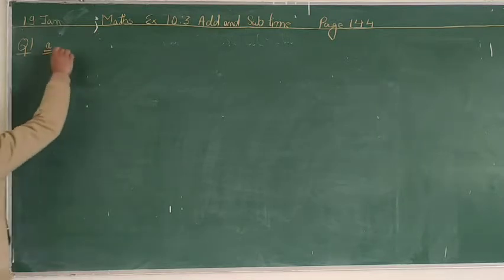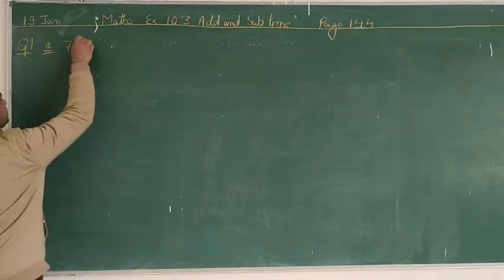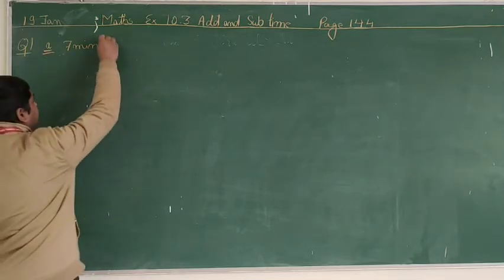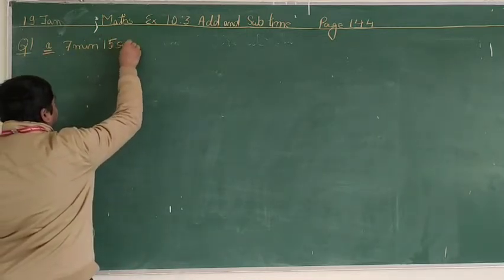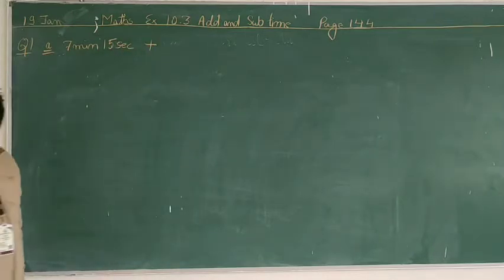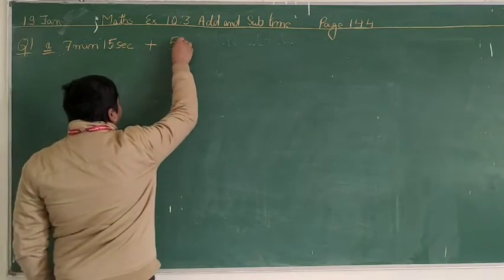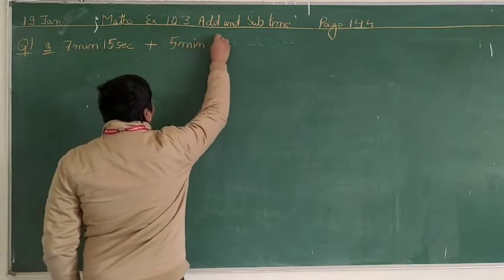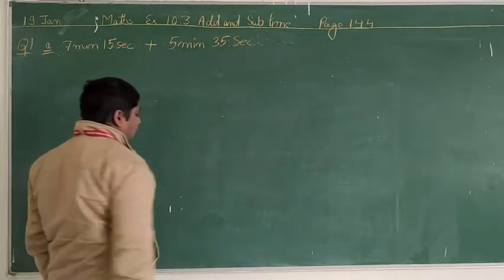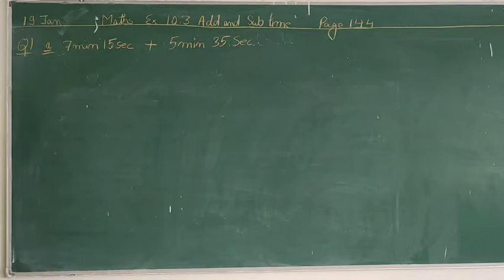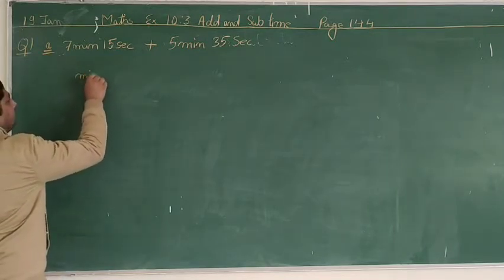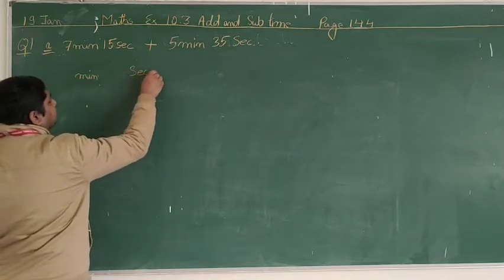So we have 7 minutes 15 seconds plus 5 minutes 35 seconds. We have to add them. So we will make two columns. The first column is of minutes and the second column is of seconds.